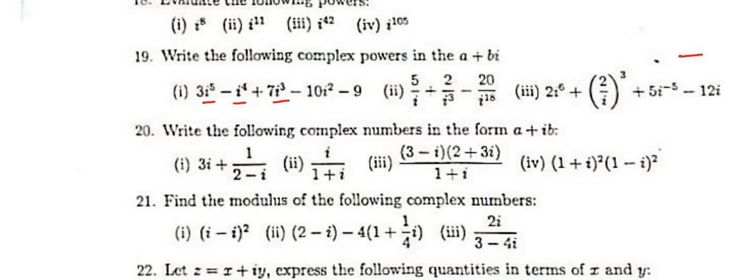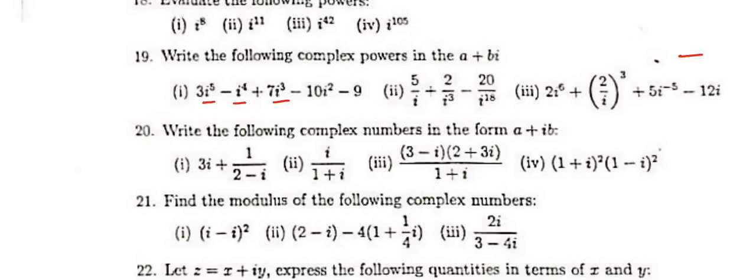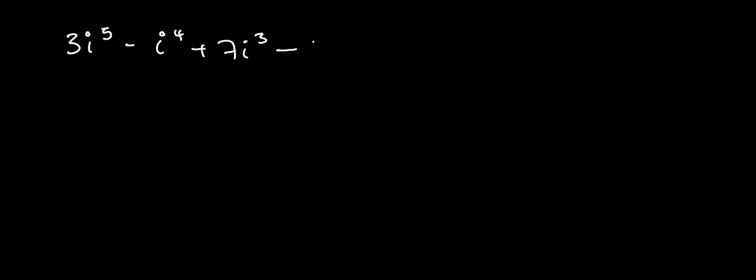Let's rewrite it: 3i to the power 5, minus i to the power 4, plus 7i to the power 3, minus 10i squared, minus 9.